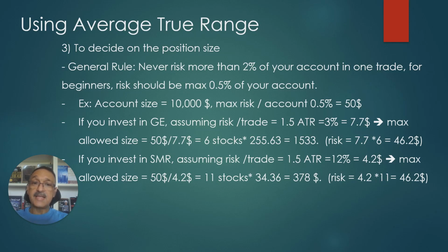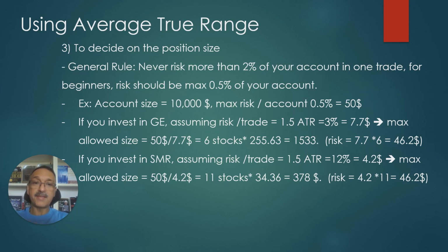Let's compare this to SMR. Because SMR has a high ATR, the 1.5 ATR here is 12%, which is about $4. Then if you divide the 50 over $4, you are allowed to get 11 stocks. If you multiply the 11 stocks by the 34.36, the purchase price on that day, then you arrive at $378. That's the maximum that you can buy.